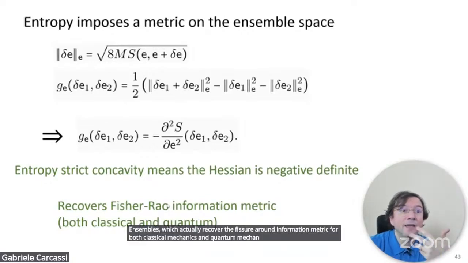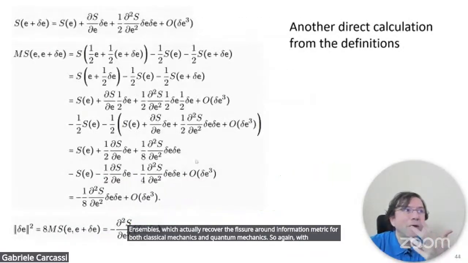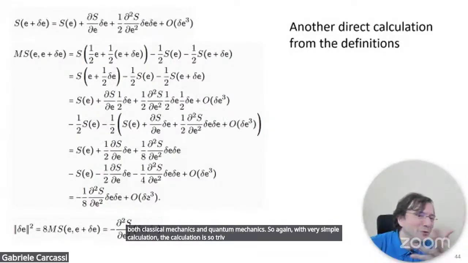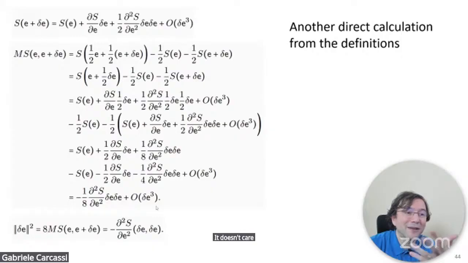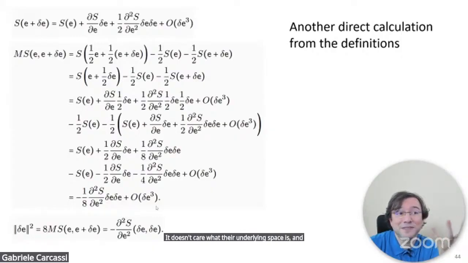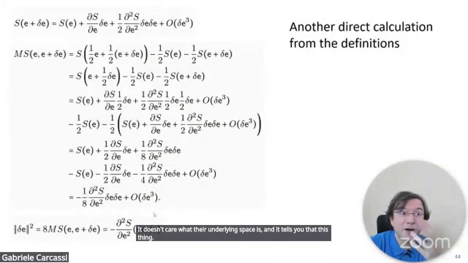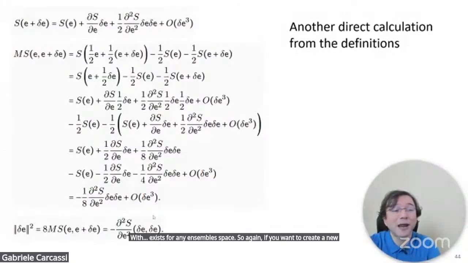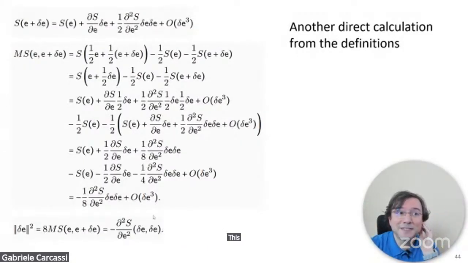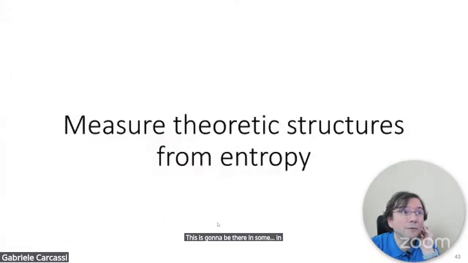So again, the calculation is sort of trivial, but we don't have time to go through it. It's something that fits in a page, and again, it's completely general. It doesn't care what the underlying space is, and it tells you that this thing always exists for any ensemble space. So if you want to create a new theory of quantum gravity, whatever, this is going to be there in some shape or form.